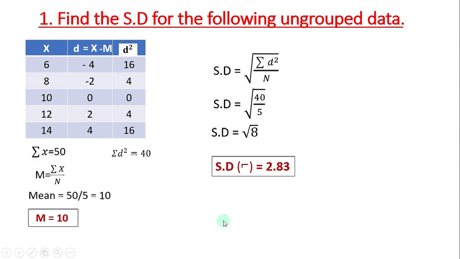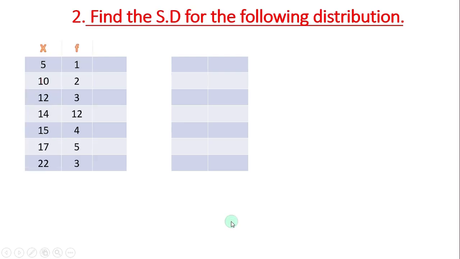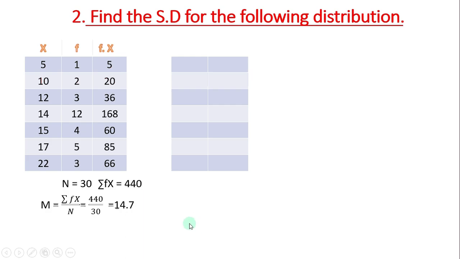Suppose frequency is given, how do we calculate? Here the scores given are 5, 10, 12, 14, 15, 17, 22, and the frequencies are 1, 2, 3, 12, 4, 5, 3. First we have to multiply f and x. So we will get 5, 20, 36, 168, 60, 85, 66. Now add all fx, we will get 440. Now the mean, sigma fx by n, is 440 by 30, which is 14.7. So the mean value is 14.7.